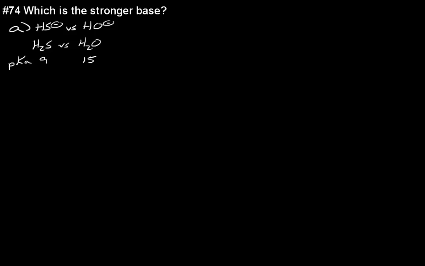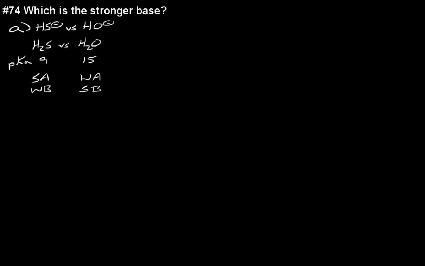So of the two, which is the stronger acid? Go ahead and pause and try to figure it out. The stronger acid is going to be the H2S. Because this is the stronger acid, it's also going to be the weaker base. So H2S is a weaker base than H2O. H2O is the weaker acid, and because H2O is the weaker acid, it is also the stronger base.